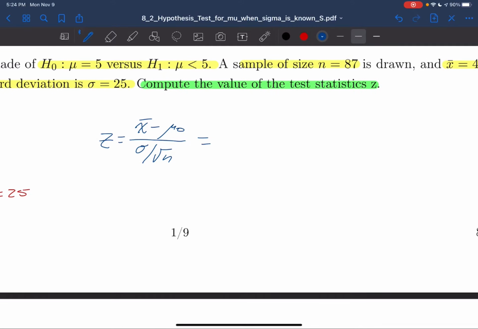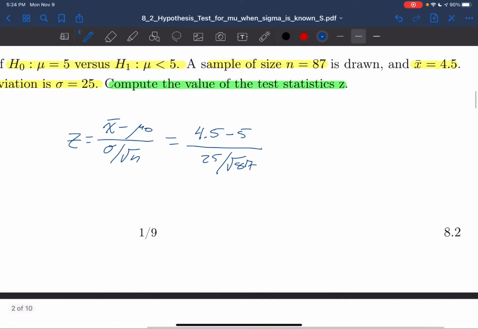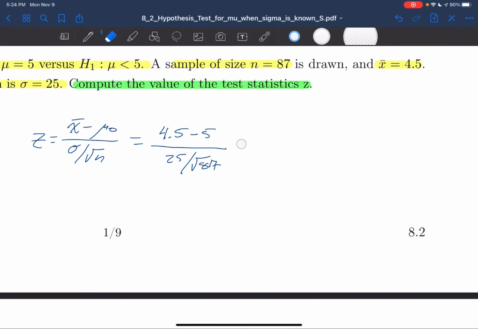So if you plug all the values in, this will be 4.5 minus 5 all over 25 divided by square root of 87. If you put this in your calculator, this should be equal to negative 0.1865. But if you want to round this to 2 decimal places, we look at the number next to it. If it's 5 or greater, we round up. So that's why this is going to be equal to negative 0.19.